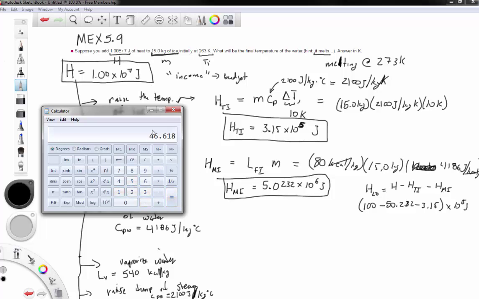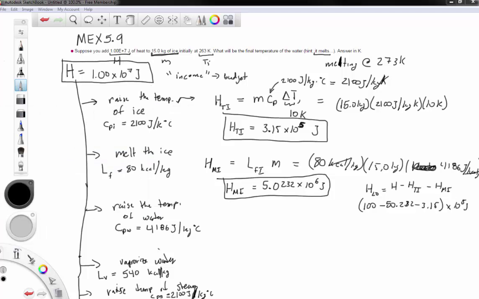So this is what we have left over: 4.6618 times 10 to the 5th. So question, is that enough to raise the temperature of the water all the way up to the boiling point, which is going to be at 373 Kelvin? And my hunch is that the answer to this is no. So in case it isn't, let's figure out how much heat we would need in order to do that.